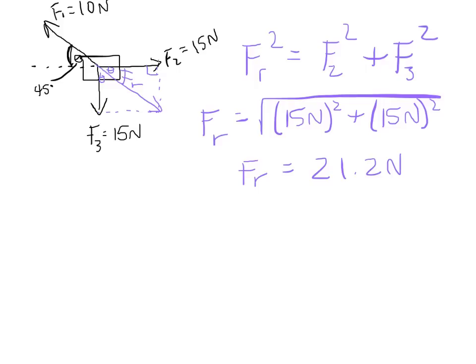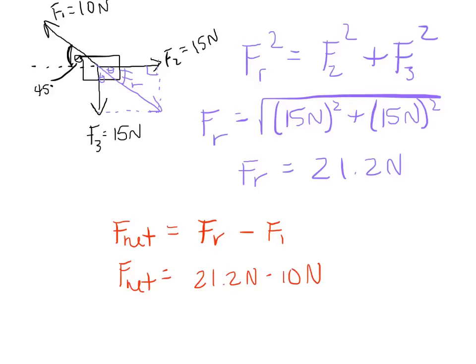Okay. So again, that is going to be going in the complete opposite direction of my F1. Okay. And so I can find my F net then simply by subtracting these 2 values. I'm going to take my FR, because it's the larger magnitude, and I'm going to subtract F1 from that. Okay. So F net is equal to 21.2 newtons minus 10 newtons, okay, which is going to give me 11.2 newtons for my F net.